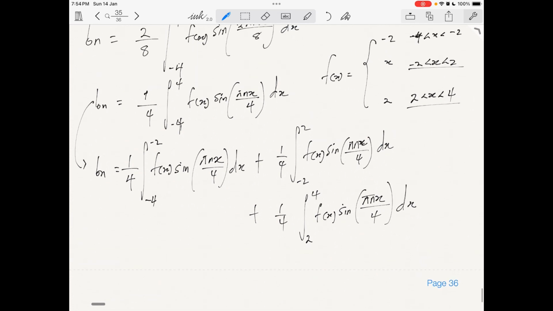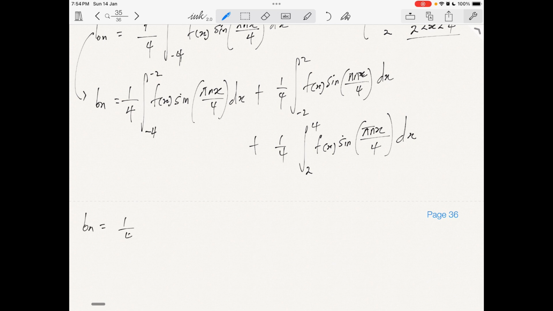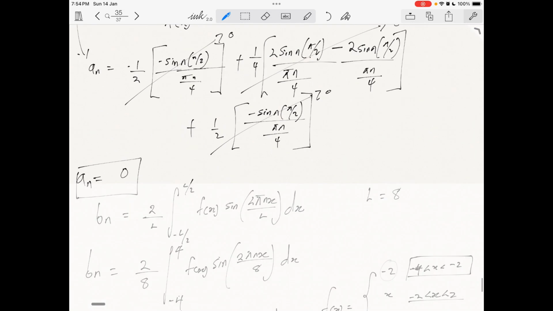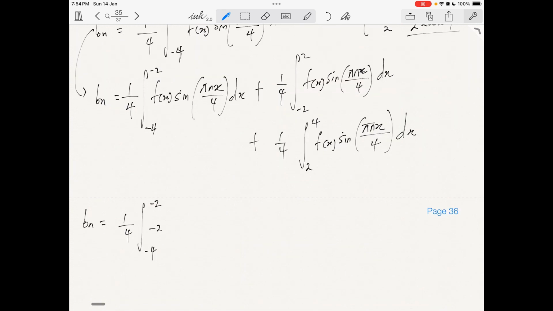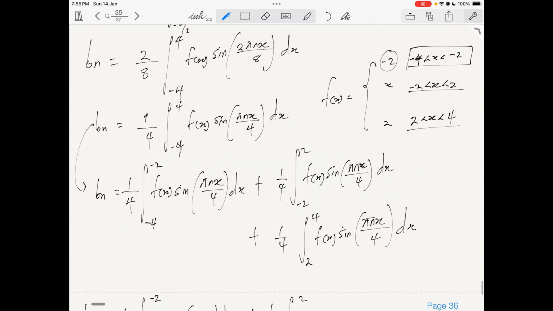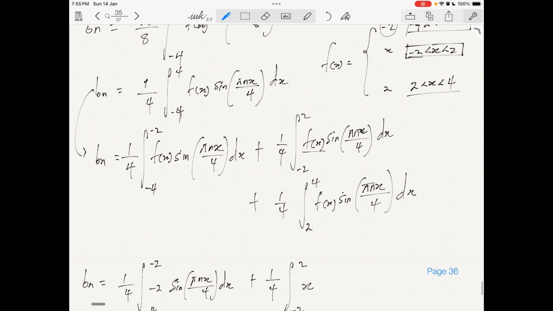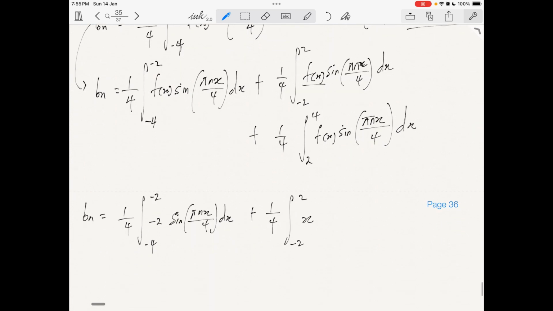Now the next thing to do is to substitute the term corresponding to the limits. So we have that bn is equal to 1 over 4 integral of minus 4 to minus 2. When we are considering the limit of minus 4 to minus 2, f of x is minus 2. So we have f of x to be minus 2 multiplied by sine pi nx over 4 dx, plus 1 over 4 integral of minus 2 to 2. Now when we are considering minus 2 less than x less than 2, our f of x is x. So we substitute f of x to be x sine pi nx over 4 dx.